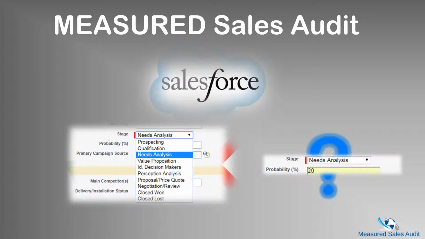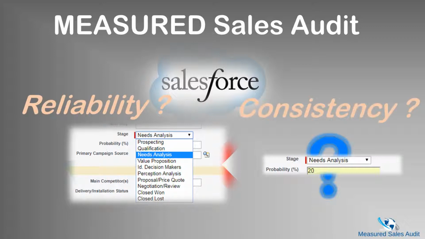For example, if we look at the forecast stage, there is no science as to when an opportunity is to be at a certain level. The salesperson simply selects which they think is an appropriate level, in this case, needs analysis, and Salesforce then assigns a probability based on that status, in this case, 20%. Salesforce does not force any real discipline or process, and as a result, there are issues around reliability and consistency.